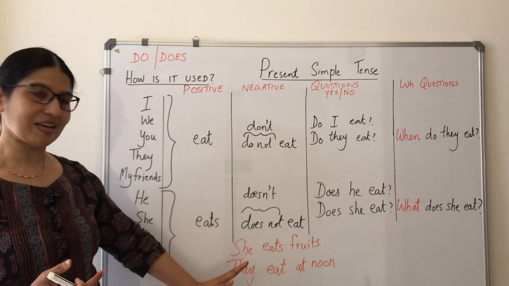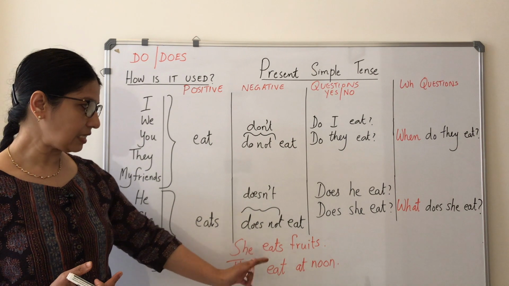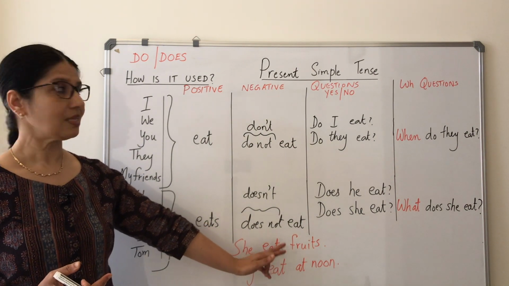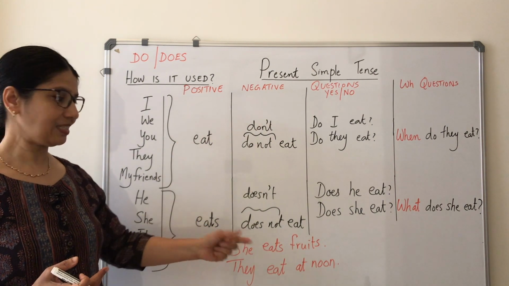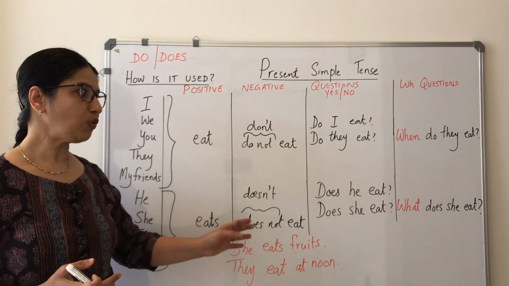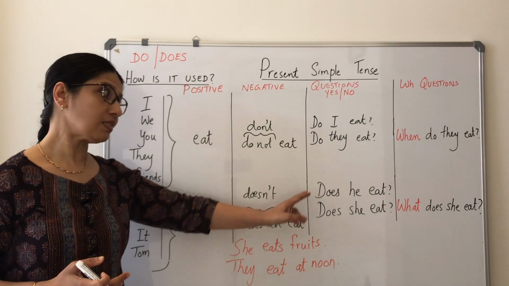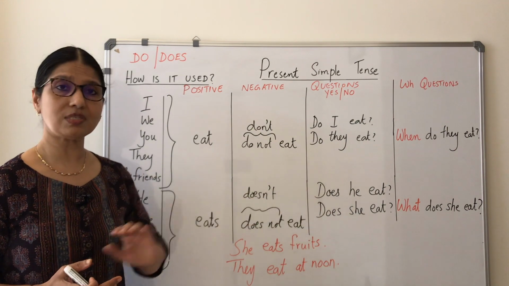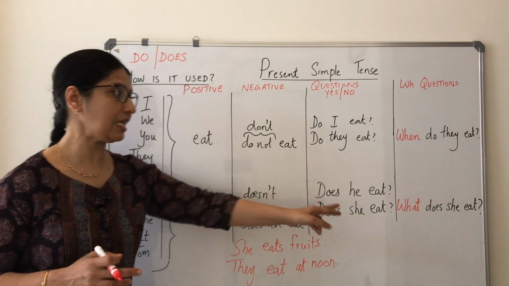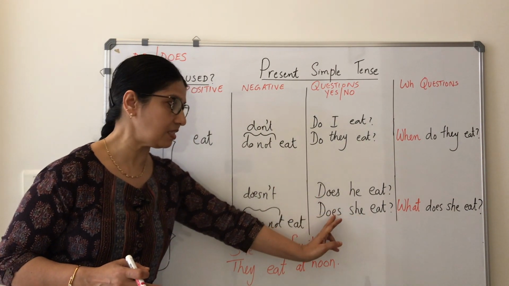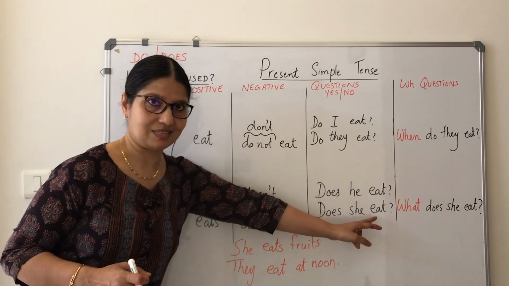So here I have an example for you. She eats fruits. You know that this is a positive sentence. She eats. How do we make the question? Does she eat fruits? After does, we don't use eats.